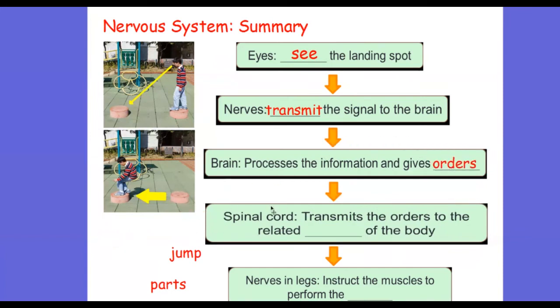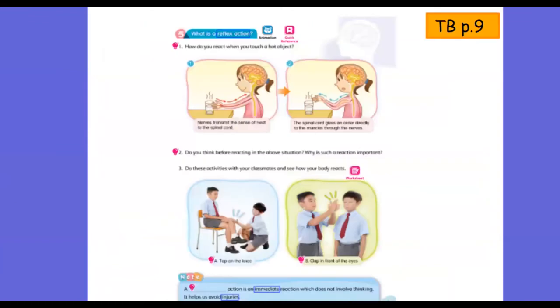All right, so after that, the spinal cord will try to transmit the orders from the brain to the related parts of the body. And then the nerves in the legs will start to instruct the muscles of the legs to perform the jump. So by looking at the sequence here, you'll be able to understand how our nervous system controls our different parts of the body.